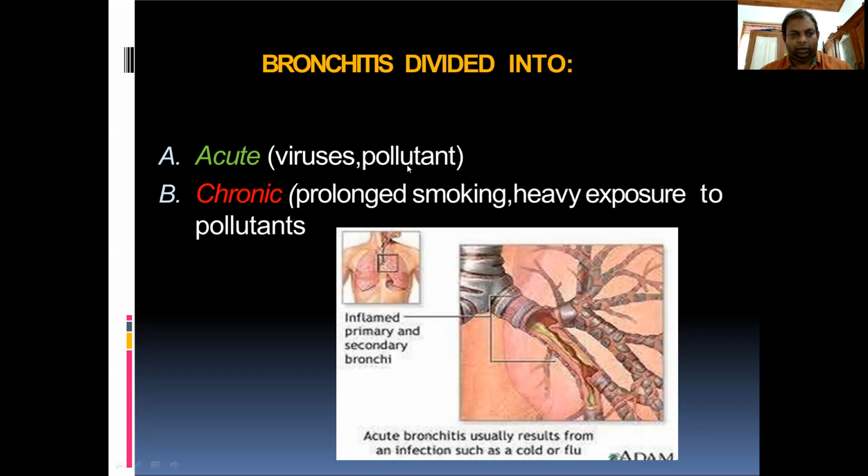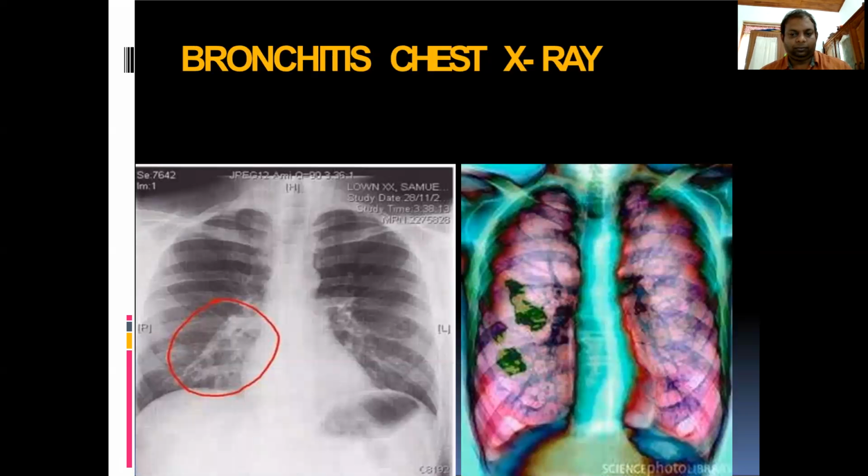Viruses and pollutants cause the acute form. Chronic is associated with COPD, like prolonged smoking or heavy exposure to pollution. Acute bronchiolitis we don't normally treat. But patients with chronic obstructive pulmonary disease or chronic bronchitis may from time to time have acute attacks. It depends on the etiology, more often viral, but at the same time bacterial infection can cause it, and for that we treat. You can see the bronchial margins widening.